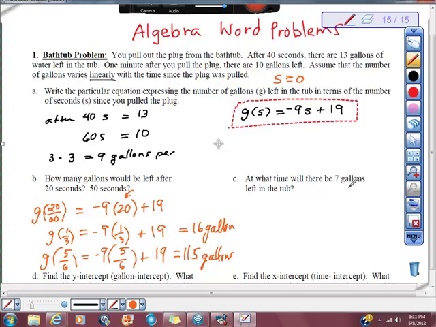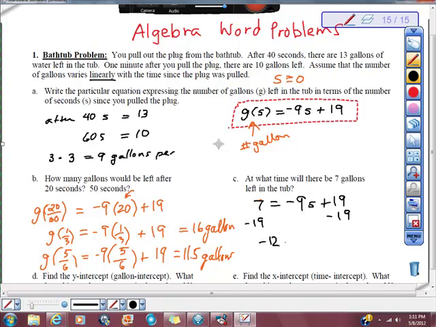At what time will there be 7 gallons left? How would you set that up? That's the number of gallons, isn't it? So we want G of S to equal 7, isn't that right? So let me change colors so we can see where we're working. So 7 equals negative 9S plus 19. Isn't that right? Give us 12? Negative 12? Is that right?